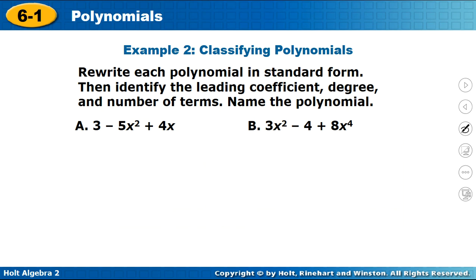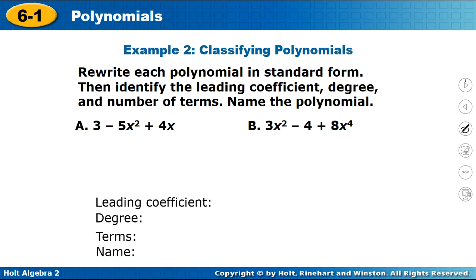Alright, rewrite each polynomial in standard form. So you can give me the answer. I don't want them to give me the answer. Okay, cool. And then let's identify all these different things. So, it should be pretty easy.